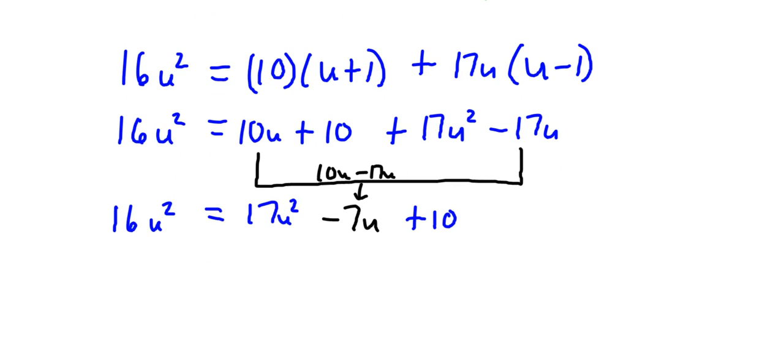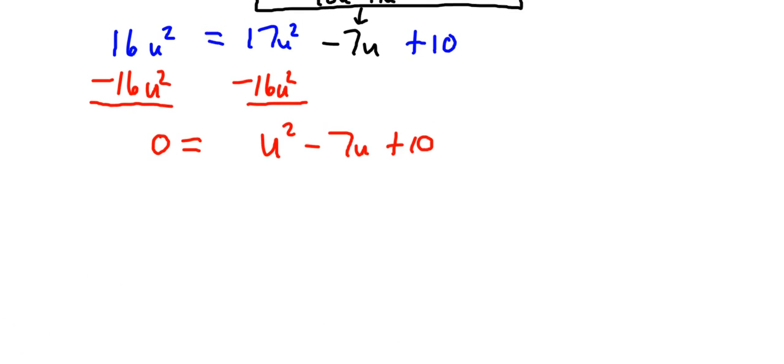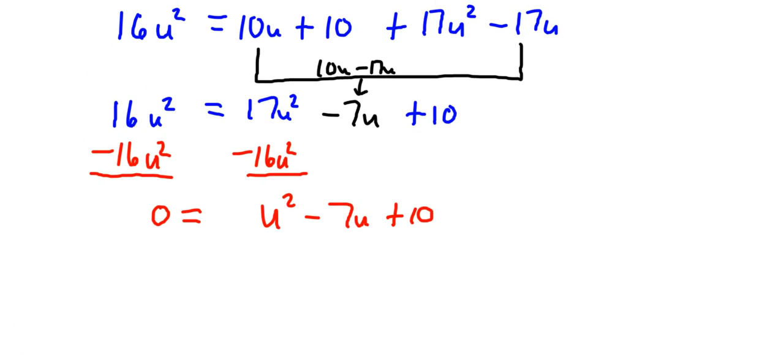Okay, now there's only one thing to move. Let's get rid of the 16u squared and move it to the right-hand side. So that's 0 equals u squared minus 7u plus 10. And two things you're looking for. u squared, so we're looking for two answers.